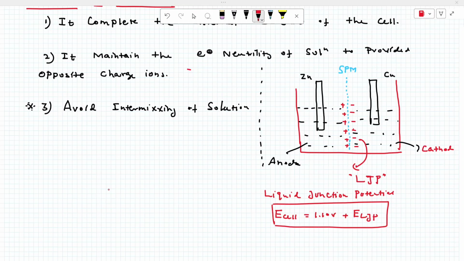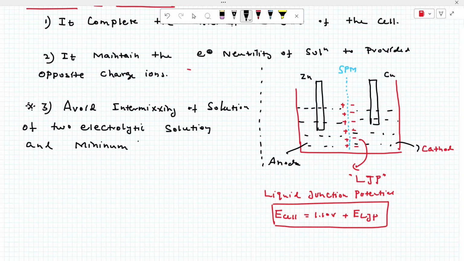Avoid the intermixing of solution of two electrolytes, two electrolytic solutions, and minimize liquid junction potential.